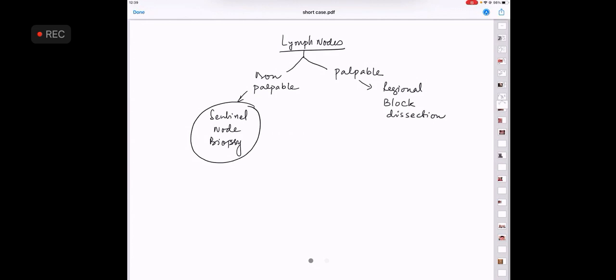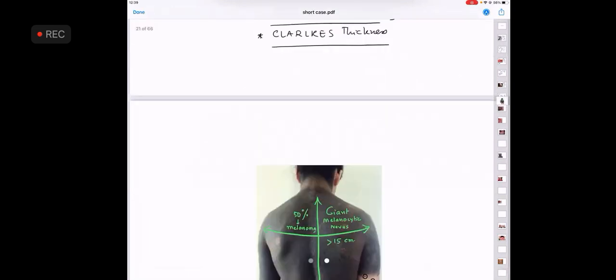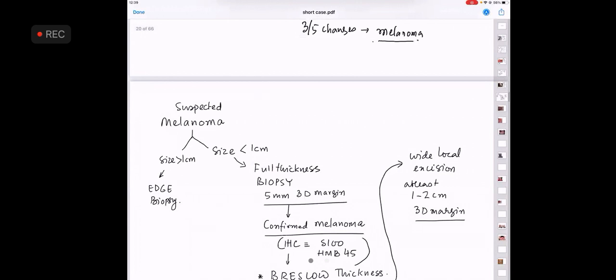Breast cancer and penile cancer. Very good. So this completes your melanoma discussion, at least for an undergraduate. You have done all things that you are required to do in a melanoma. The size more than 1 centimeter, what do you do? You go for an edge biopsy, sir, and then the same thing after that.